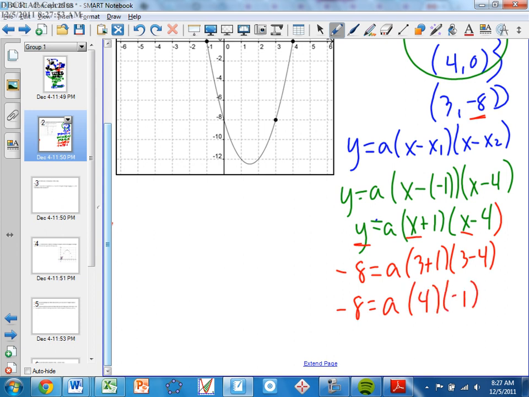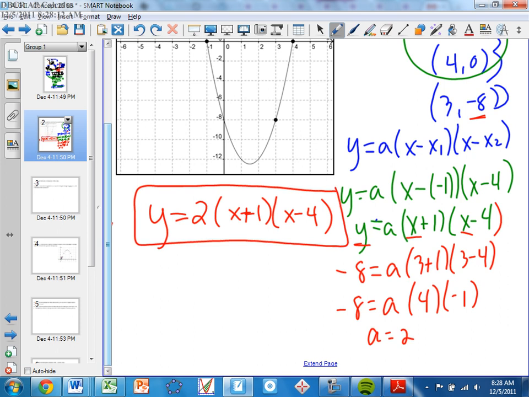What do you get for a, everybody? 2. Good, you should get 2. There's going to be a -4 and a -8. Divide both sides by -4, a should be 2. Okay, so your final answer for this one is going to be 2, x plus 1, x minus 4. And again, use the form that has a plus or a minus for the roots here, not a minus and negative. Don't leave it minus and negative. You never leave things minus and negative. You make it a plus.